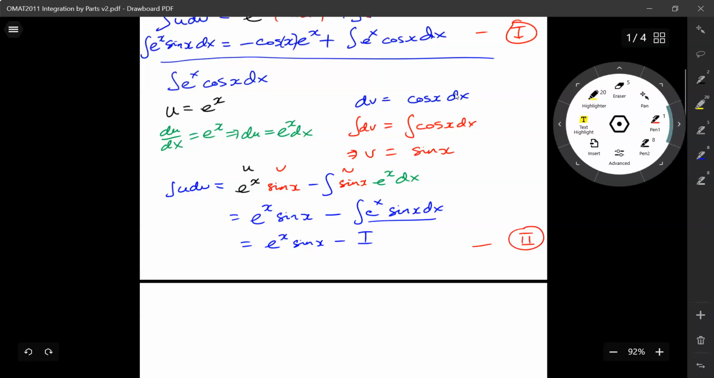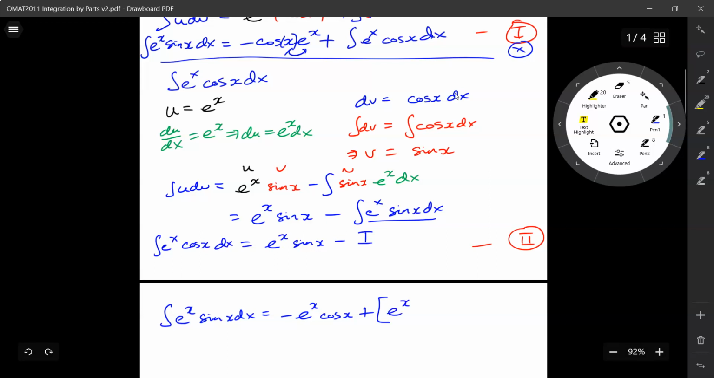If I go back to the first equation, I basically have the integral of exponential x sine x dx, which is equal to minus exponential x cosine x. I'll swap these because they look a bit neater, plus, and then I'm going to open a bracket here, and substitute in what we got for the integral of exponential x cosine x dx.